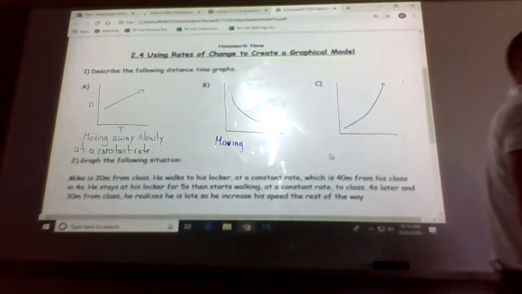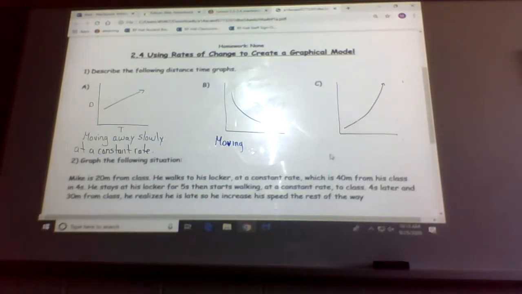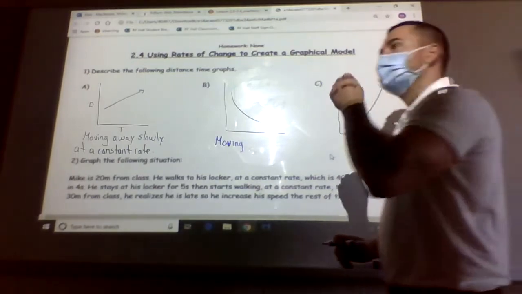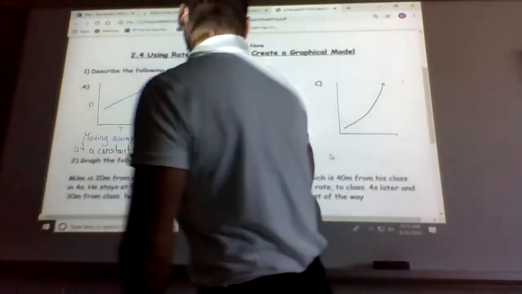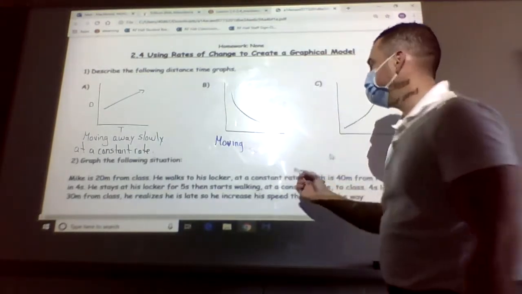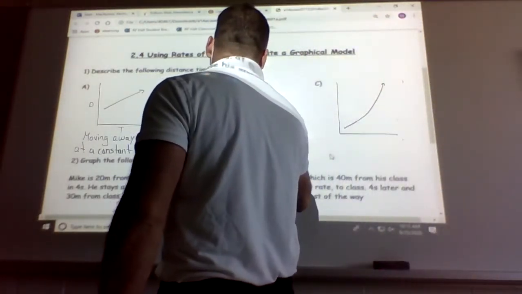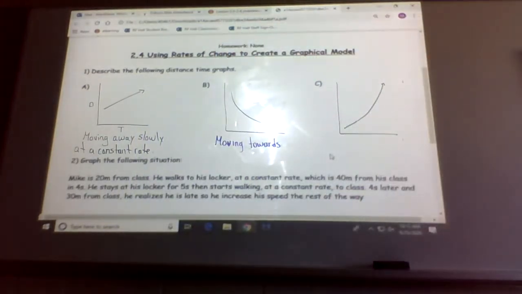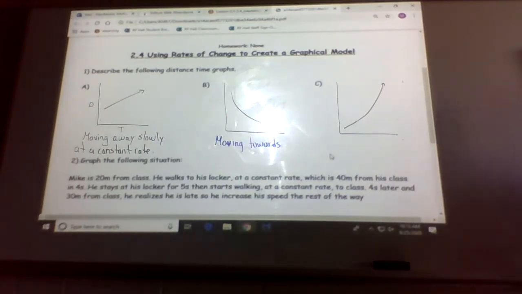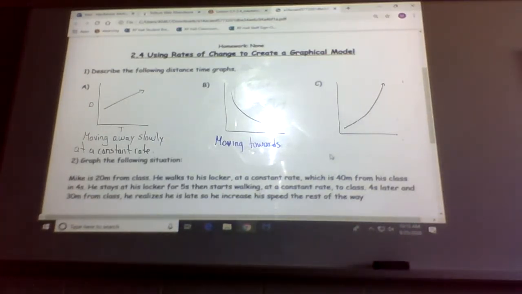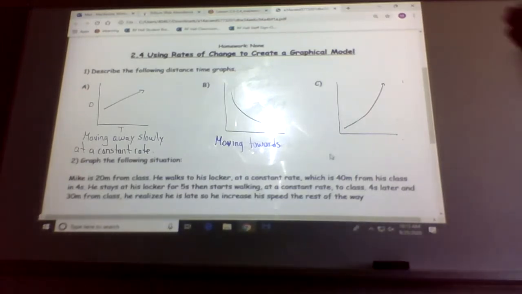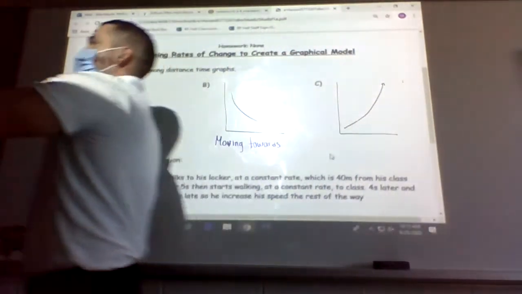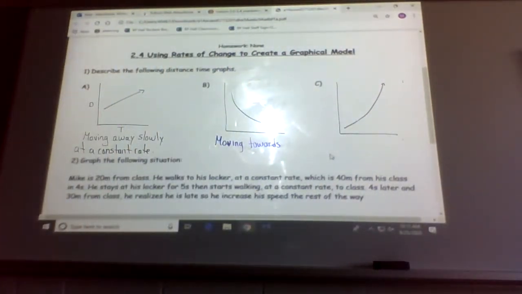What's my direction now? Towards or away? Moving towards, Catherine? Towards, okay, because it's going down, your distance is decreasing. So moving towards whatever it is. And what about my speed now? It's curved, so it's changing, so it's decreasing. Yeah, decelerating, well, we'll just say decreasing speed.